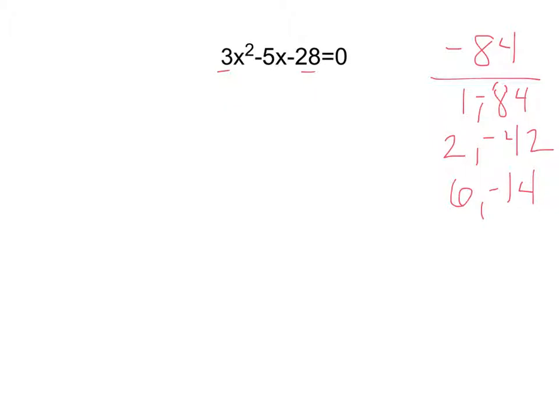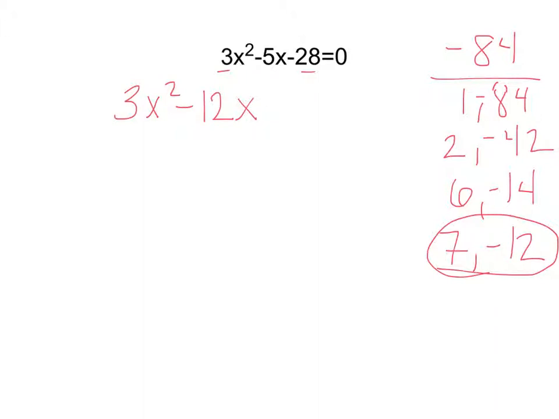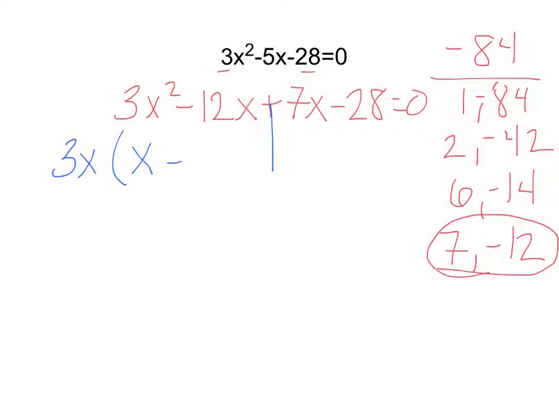We're still 8 away, so we still have to keep going. And then I do 7 and I get negative 12. So that will add to negative 5. So then I write 3x squared minus 12x plus 7x minus 28, and that equals 0. Then I split it down the middle, take out my GCF, which is a 3x, and I get x minus 4. I take out a plus 7, which is x minus 4.